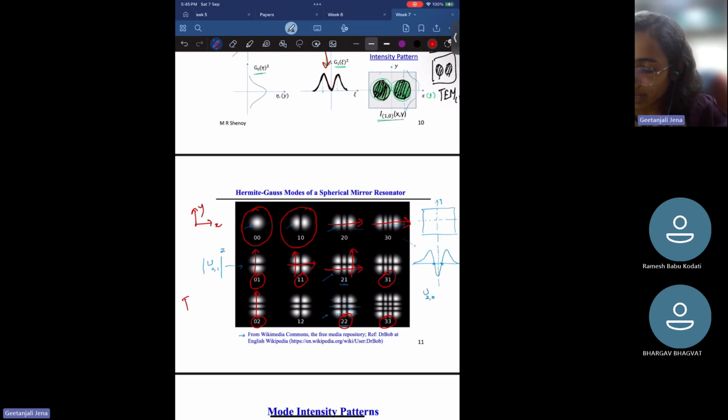So let us say we have, instead of l, m, let us take p, q. So that means l is p, m is q. So this means we'll get p zeros along x direction and q zeros along y direction. Okay. So in this way, you can find out how many null points or how many zeros you can get for a particular field profile.